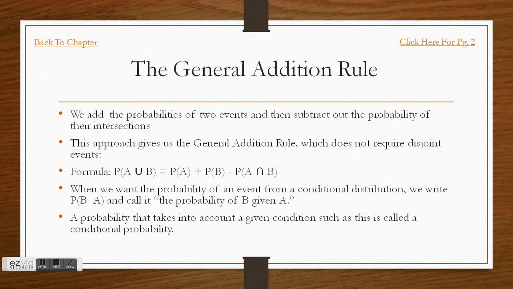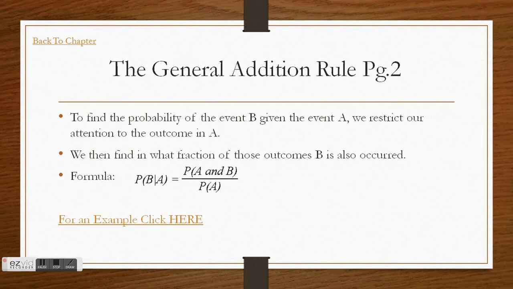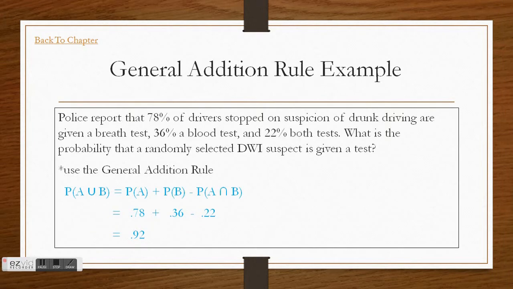When we want the probability of an event from a conditional distribution, we write the probability of B given A. A probability that takes into account a given condition, such as this one, is called a conditional probability. To find the probability of event B given the event A, we restrict our attention to the outcomes in A. We then find in what fraction of those outcomes B also occurred. The formula is written here, and for an example, please click here.